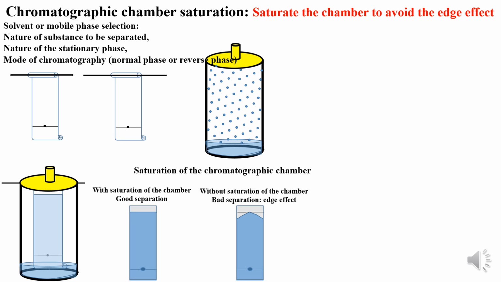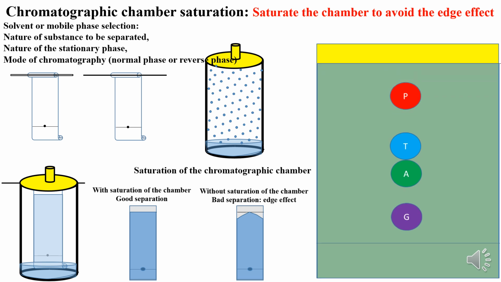The selection of the solvent or the mobile phase depends on the nature of the substance to be separated, that is whether the substance to be separated is polar or non-polar in nature, or it is of intermediate polarity. Second factor is nature of stationary phase, whether the stationary phase is polar or non-polar, and the mode of chromatography, whether we are following the normal phase or the reverse phase method.